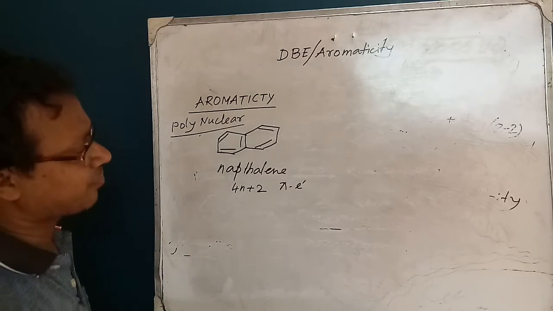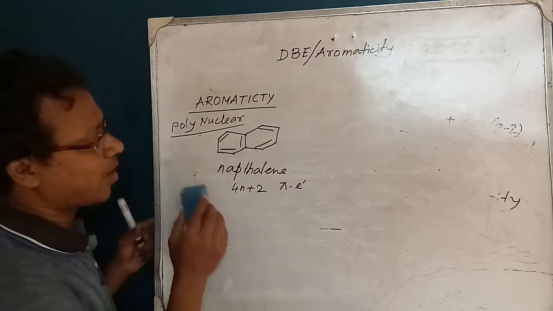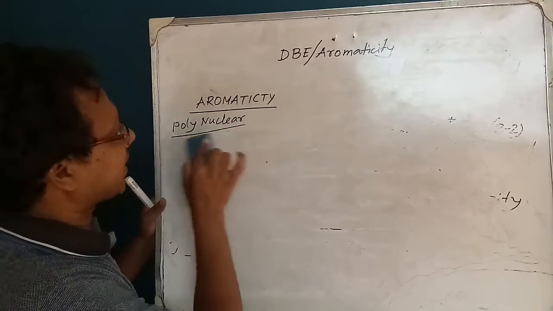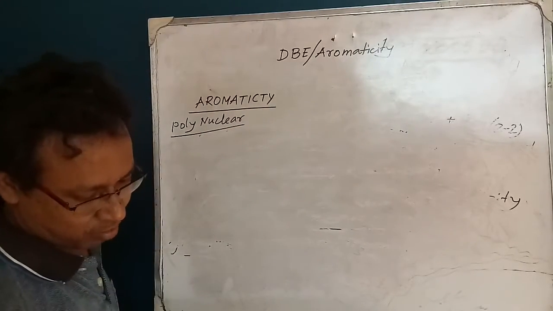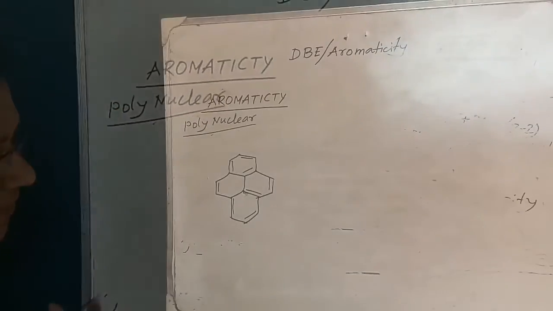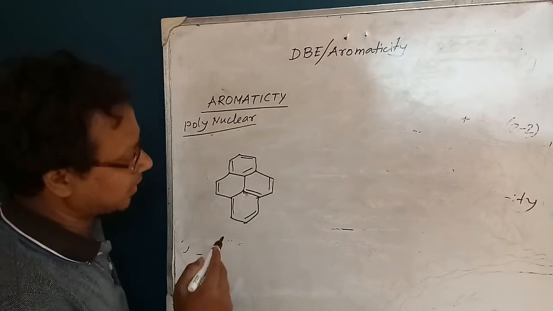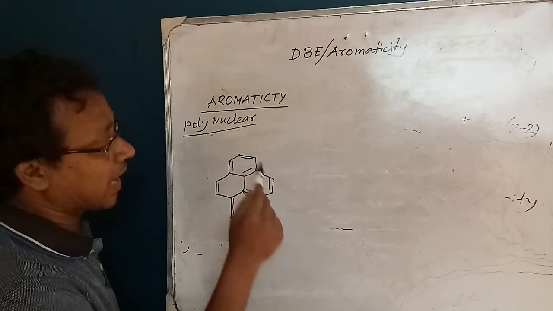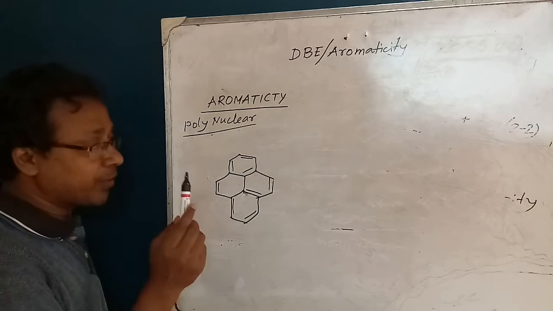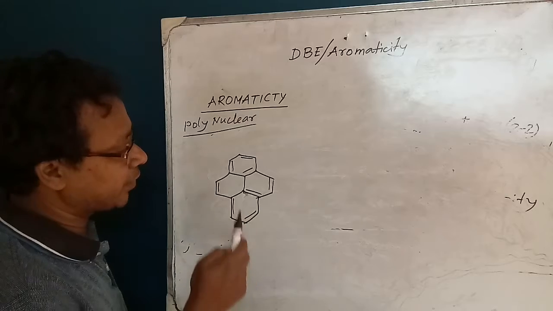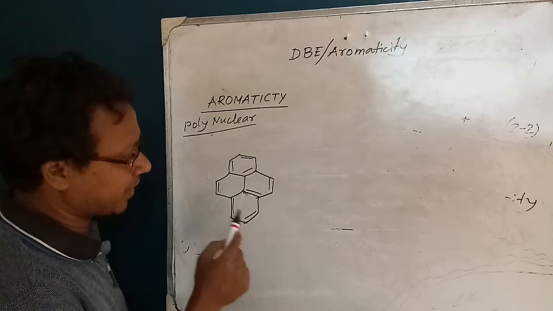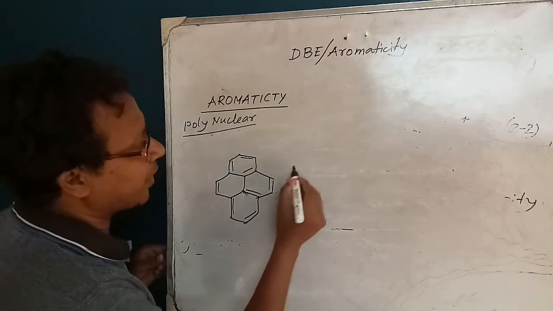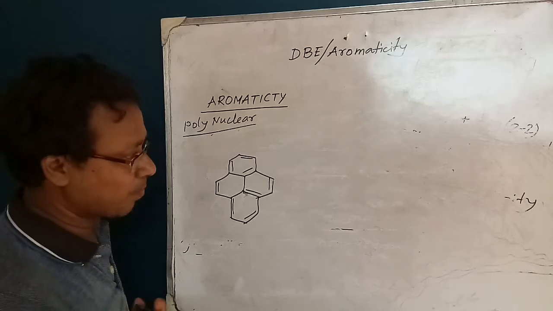But for a complicated compound just like this, how can you characterize its aromaticity? How can you know about it? I have depicted a compound just like this. How will you know how many pi electrons it has? If you calculate normally, you will find 1, 2, 3, 4, 5, 6, 7, 8, up to 16. That means it is not at all obeying the 4n plus 2 rule.